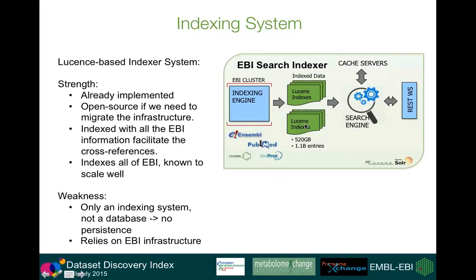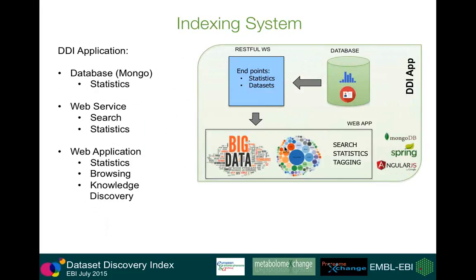we already have more than 520 gigabytes of information and more than 1 million entries. And because this information from datasets is also indexed with Ensembl and PubMed, the system allows the user to find information using different sources, not only the metadata that is inside the dataset. And then after the index, we have also the web service and the web application.